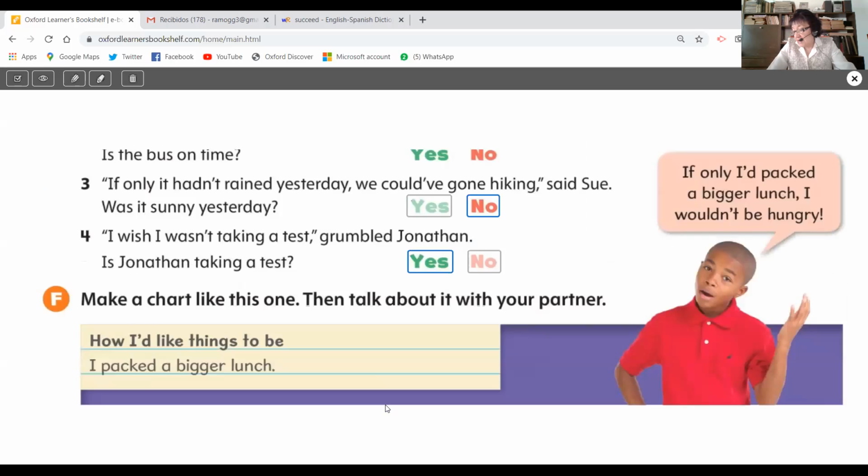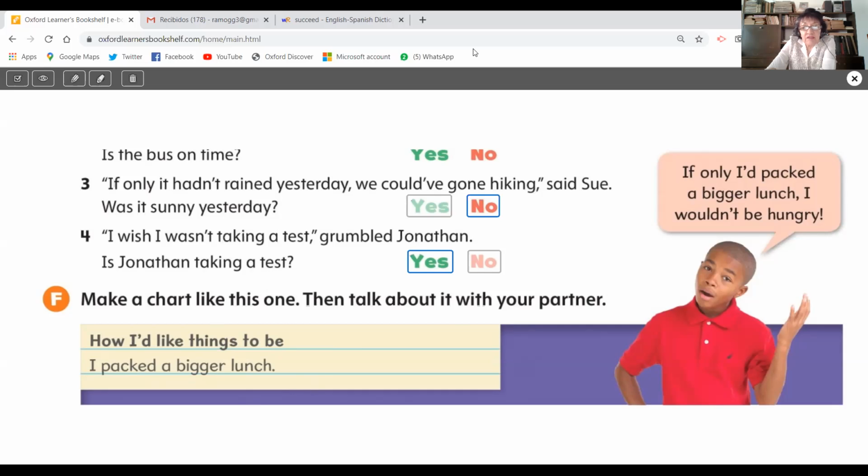Now, not the last time, the last exercise. Make a chart like this one. Then talk about it with your partner. How I'd like things to be. I packed a bigger lunch. Okay, and he says, if only I packed a bigger lunch, I wouldn't be hungry.